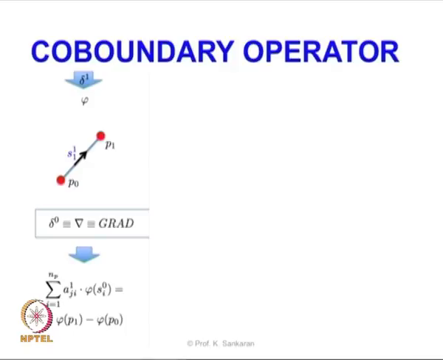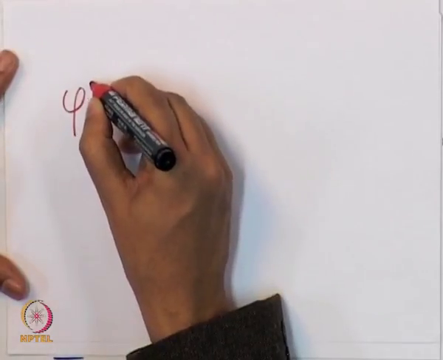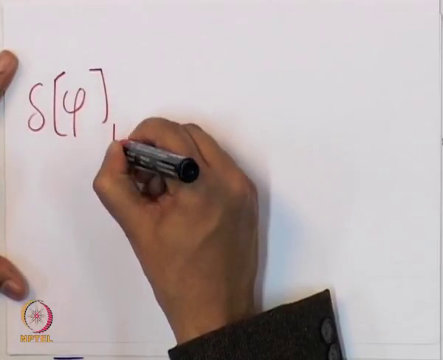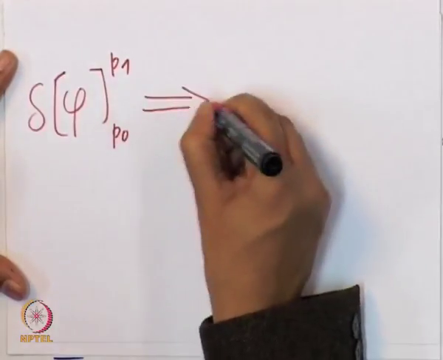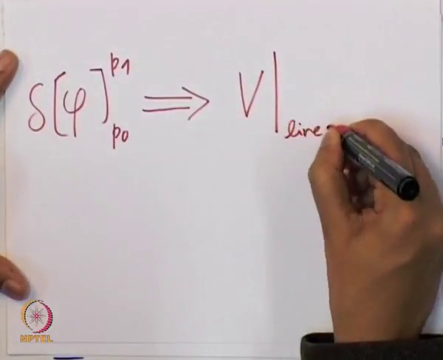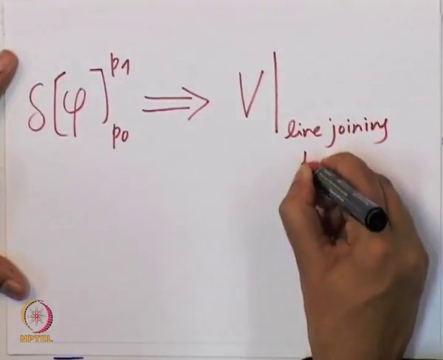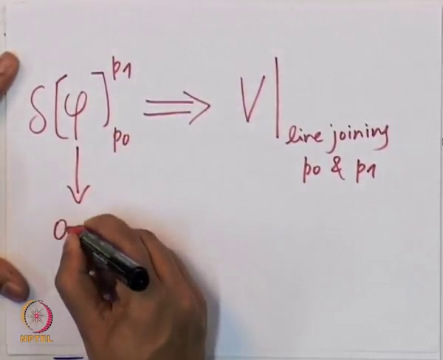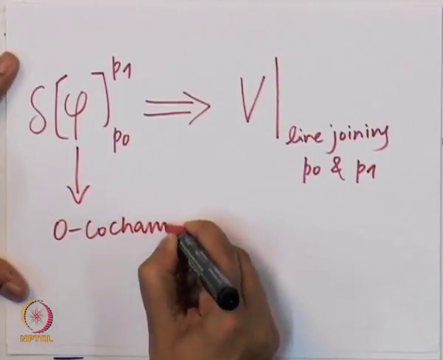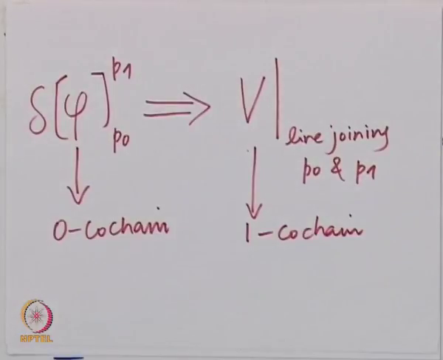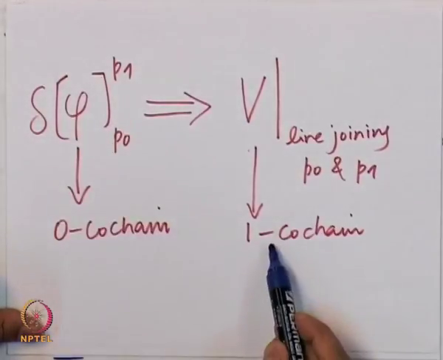So let us see. When we do this, these are defined on the 2 points, which are basically P naught and P1. What we are getting is V defined on the line joining them. This is a 0 cochain and this is a 1 cochain. So as we expected, the co-boundary operator is taking a 0 cochain to 1 cochain.